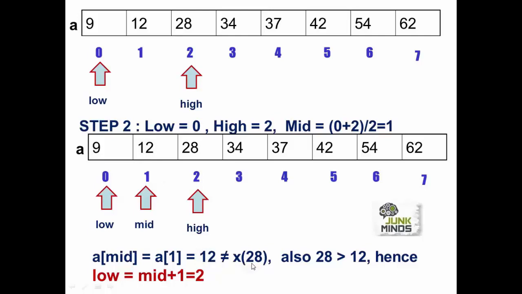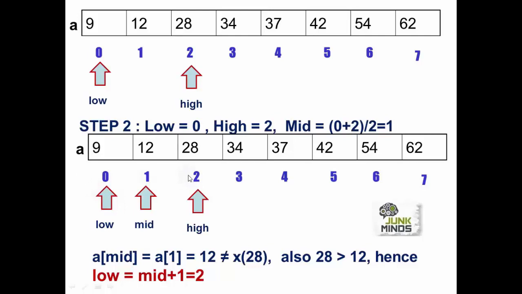But now what I find is that the value at mid is actually less than the value that we are looking for. So what this means is, if at all the value that I'm looking for is there in the sequence, it would be present to the right of this value. So what I now do is, I want to search the interval only to the right of mid. So I shift my low pointer to mid plus 1.